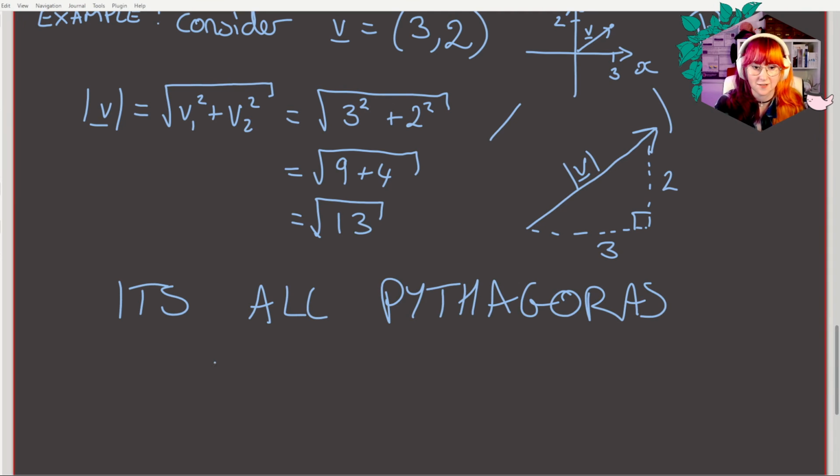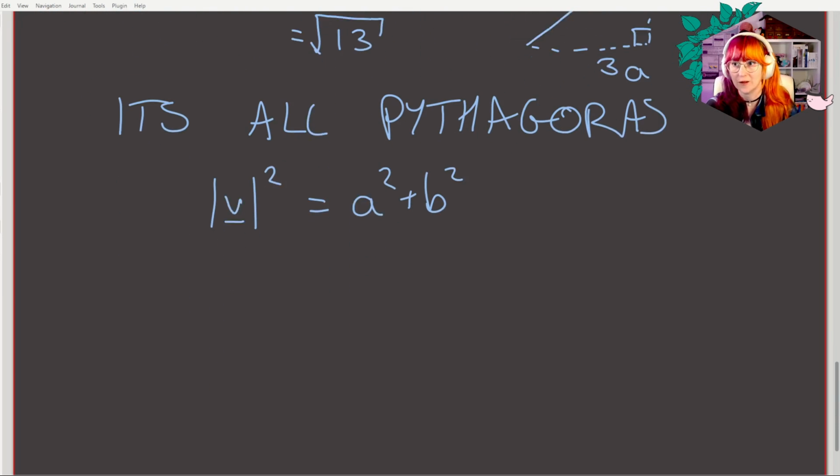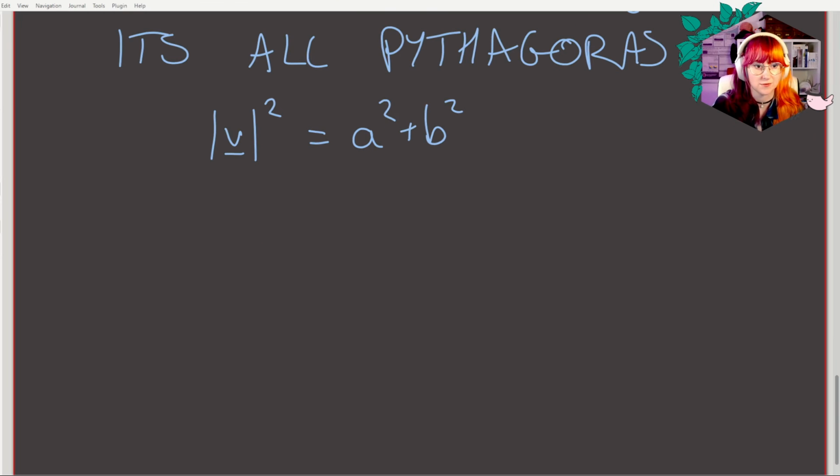Okay, so V squared is A squared plus B squared, where this is A, this is B, and that's the norm of V. And that works in higher dimensions, where you then start adding in more terms. So let's take another example.